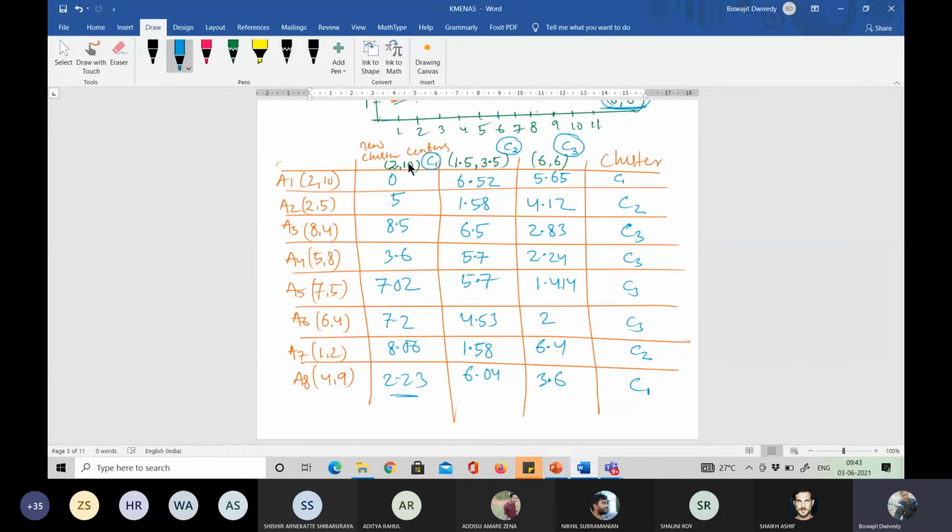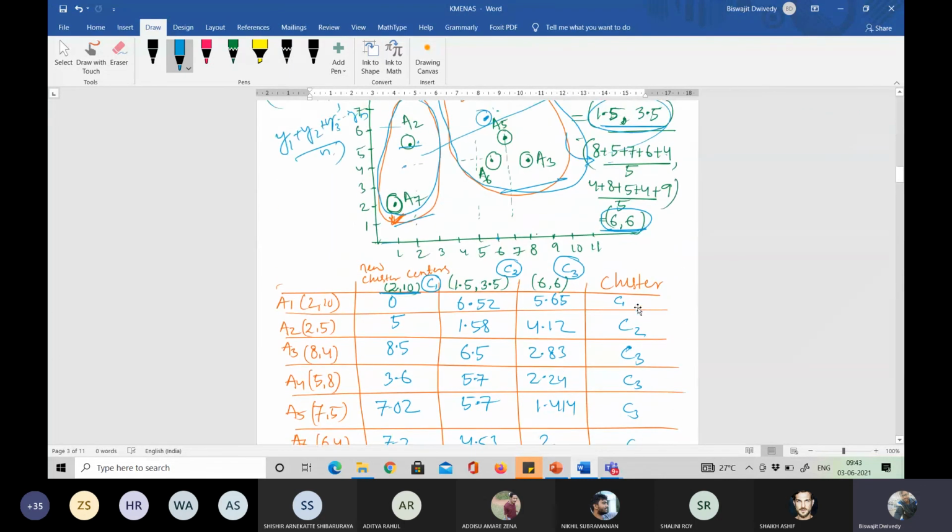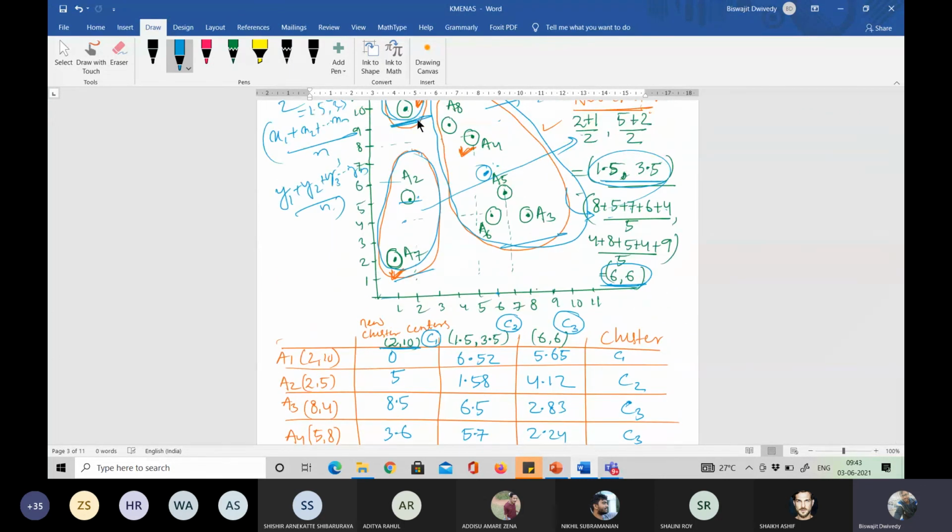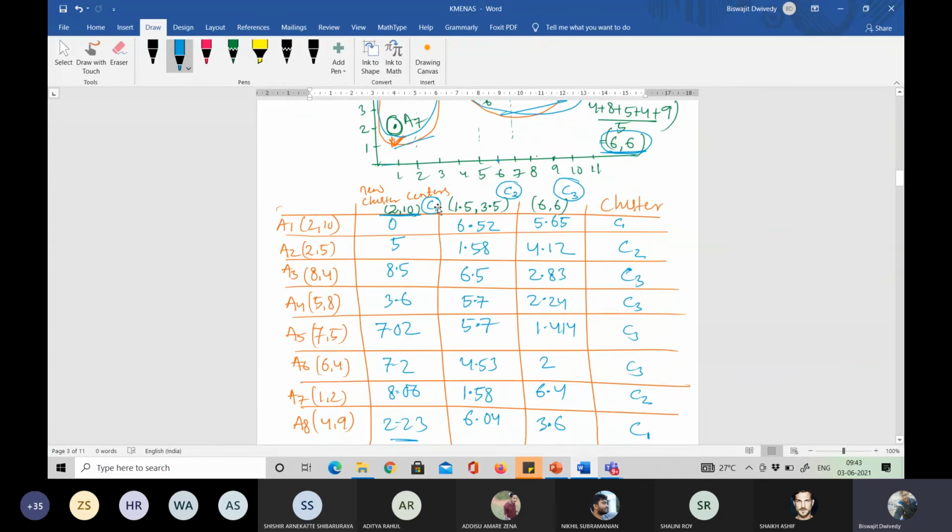Now again we will start our calculation. The same calculation we will be doing, but the cluster centers have changed. So this is the initial cluster center 2, 10, because that is based on this cluster. The second cluster is 1.5, 3.5, and the third cluster is 6, 6.